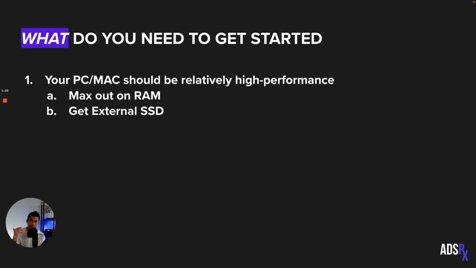Next thing is getting an external SSD. If you don't already have an SSD built into your PC or Mac, get an external one on Amazon. Get a terabyte or more. They run so much faster than a typical hard drive. So that's just one thing. It's just like a must. Just get an SSD. If you can, if you have the space, if you have the resources, get dual monitors.